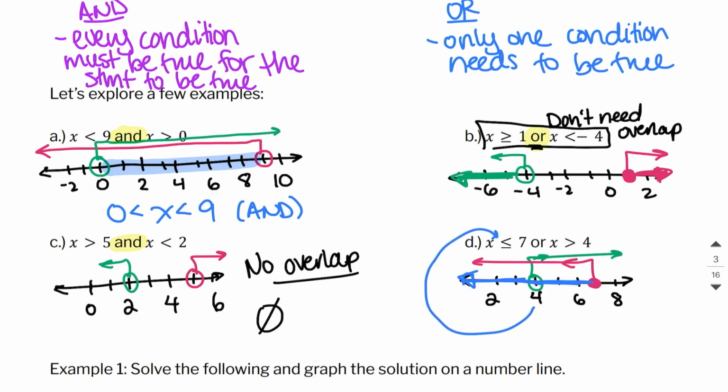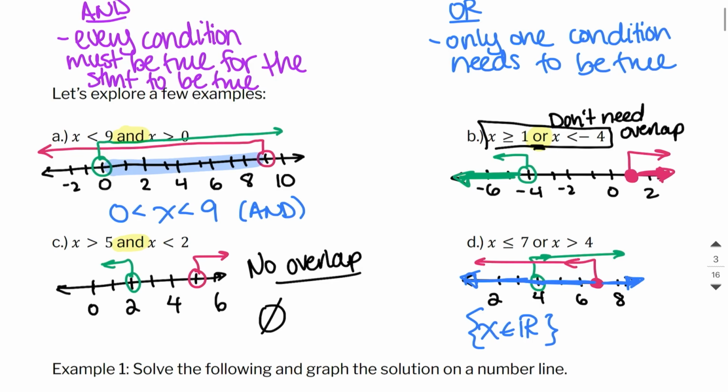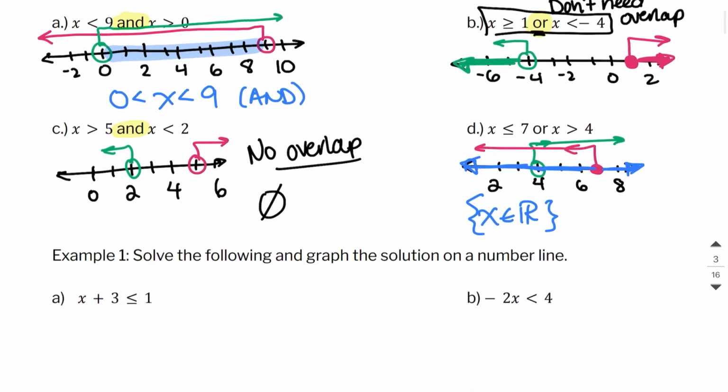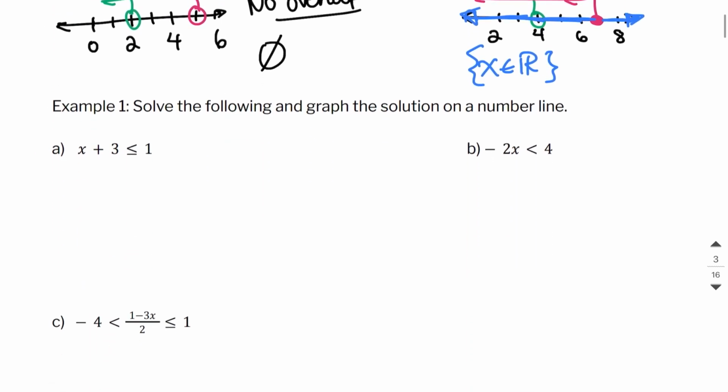Even 4 works because 4 is less than or equal to 7. Even though 4 is not greater than 4, it satisfies just one of these, and that's all that matters. So everything would be shaded in. 8 works because 8 is greater than 4, even though it's not less than or equal to 7. So here, x is actually going to end up being an element of all the reals because all real numbers are either less than or equal to 7 or greater than 4.